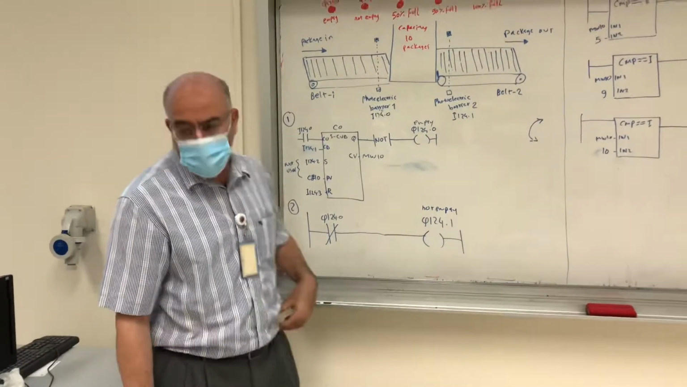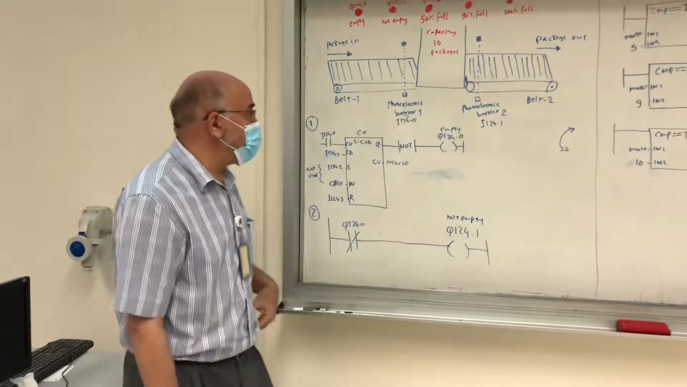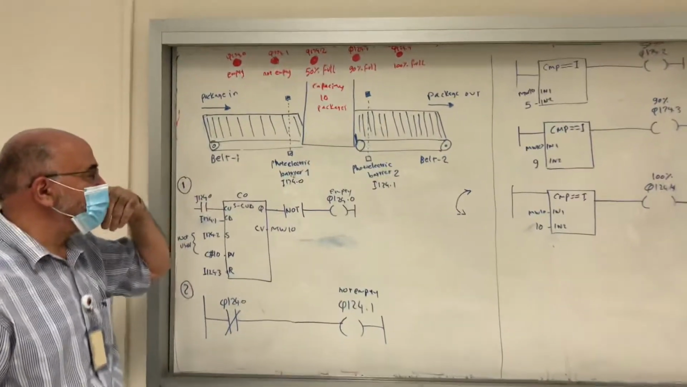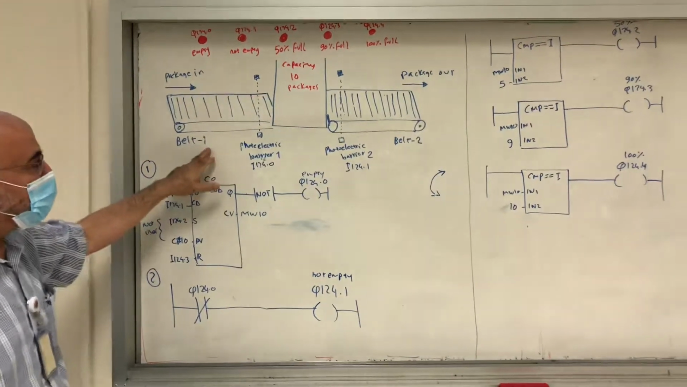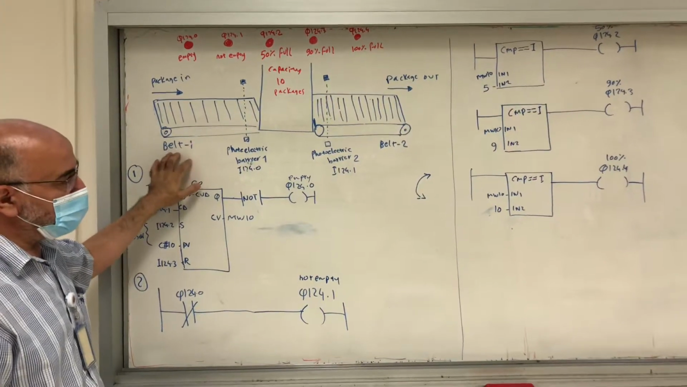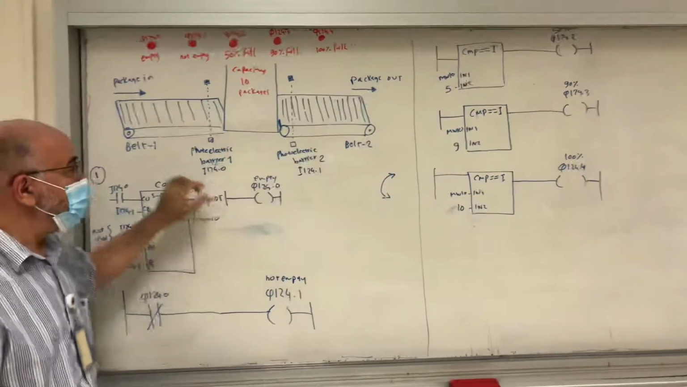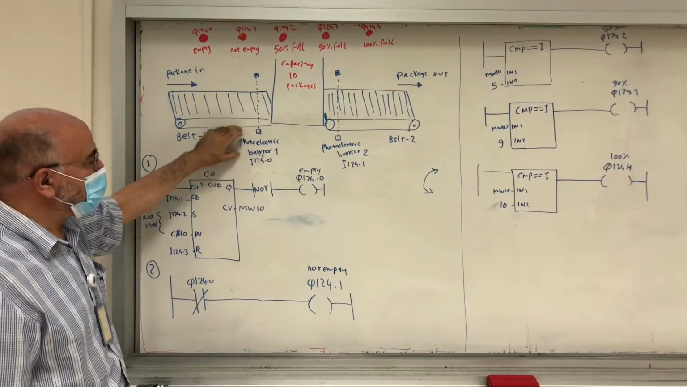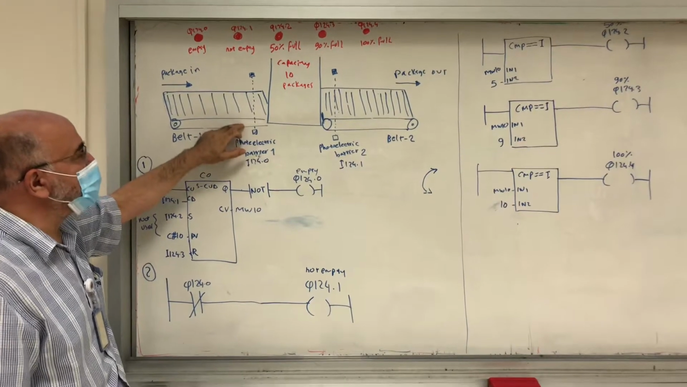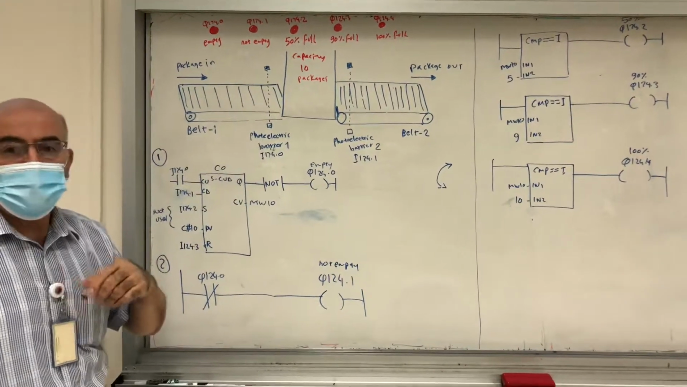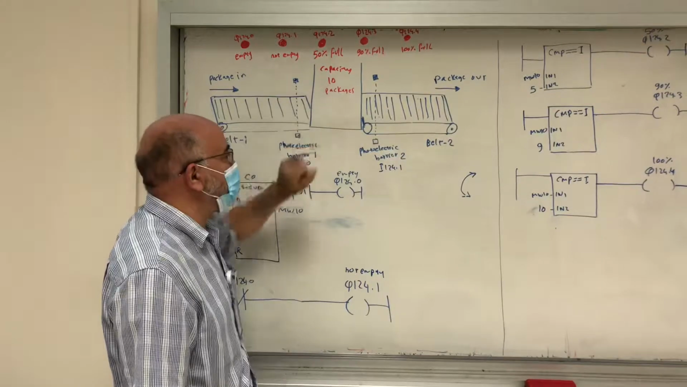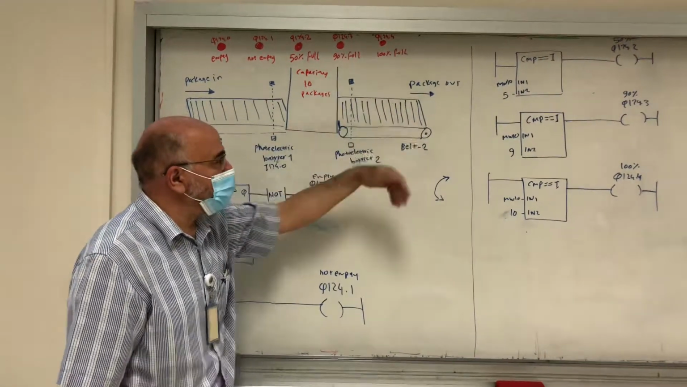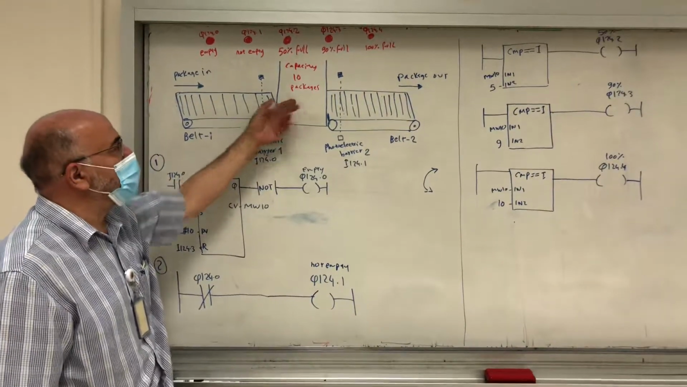Okay, this is experiment number 7, the application of the counter. What we have here are two conveyor belts, conveyor belt number 1 and conveyor belt number 2. Packages are coming in from this side. There is a photoelectric barrier, a sensor to count how many items are coming into the storage area, and another sensor here to count how many items are leaving the area.